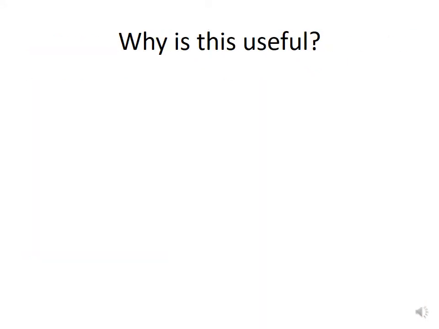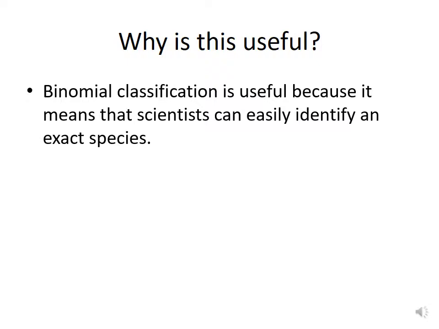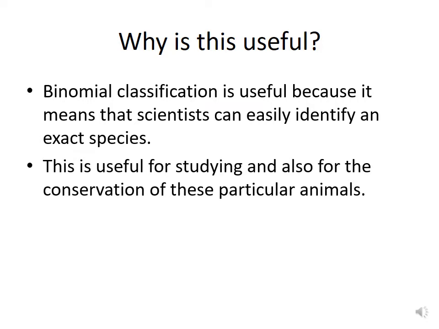So, why is this useful? Binomial classification is useful because it means that scientists can easily identify an exact species. This is useful for studying and also for the conservation of these particular animals.